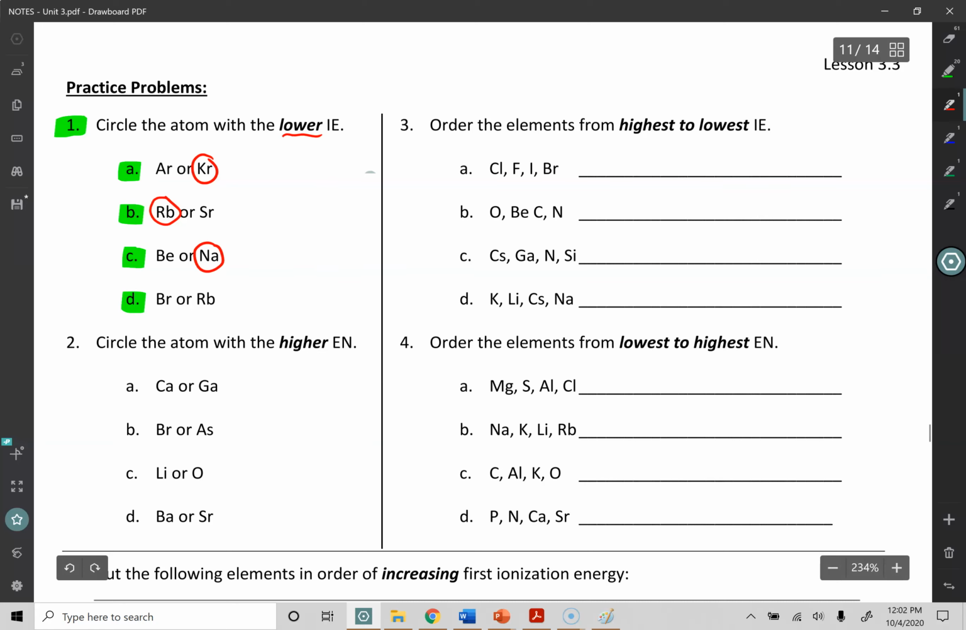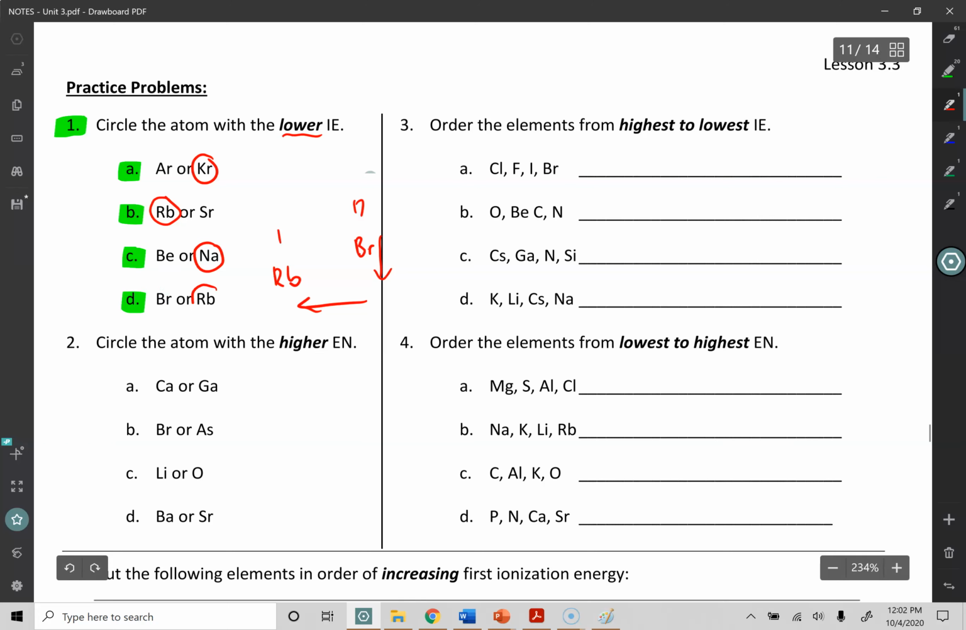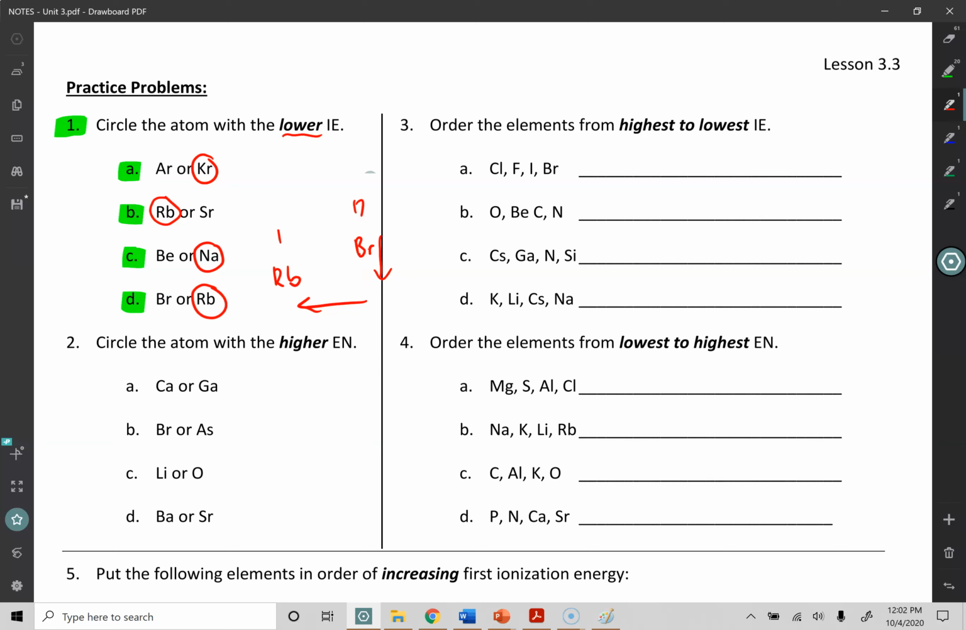And finally, we've got rubidium and bromine. Kind of the same idea. We have gone down to the next period. We've gone to the left many groups; this is group 17, rubidium is group 1. So rubidium should have a substantially lower first ionization energy than bromine.